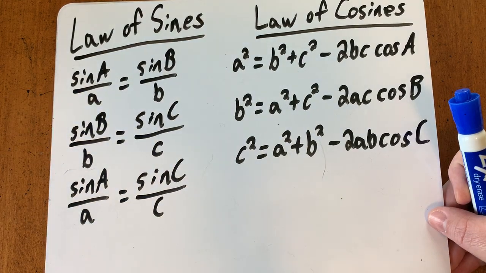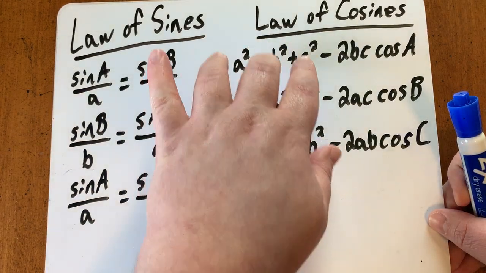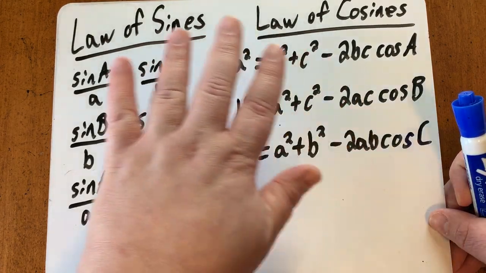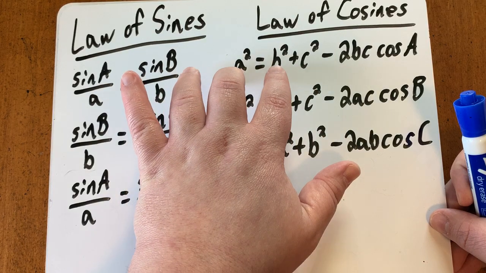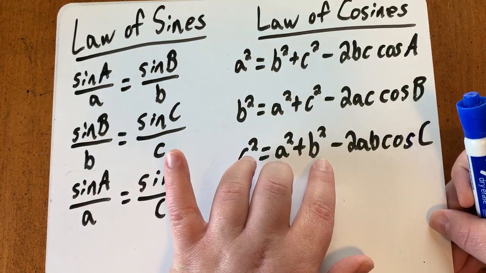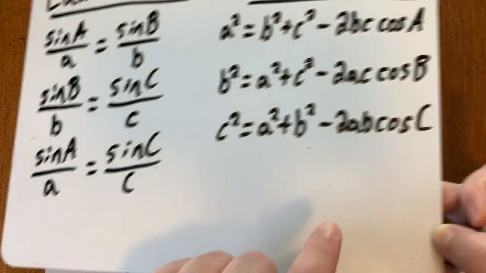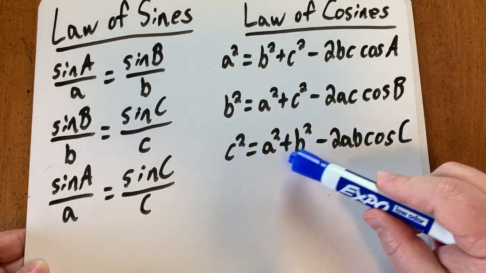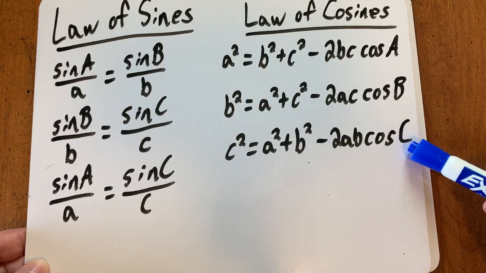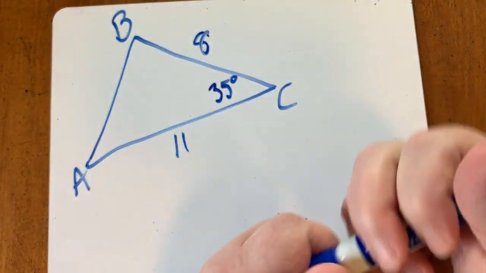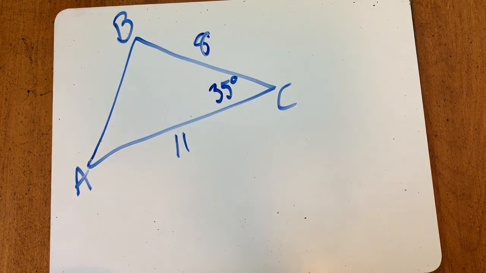But if we know sides B and A, well, B and A is in all of these. So we could fill in everything. We could fill in B and A here, or here, or here. It all depends on the angle we have. Well, the angle we have is C. So we will be using this last one because we know sides A and B and angle C. The only unknown is that side C. So we would use that.